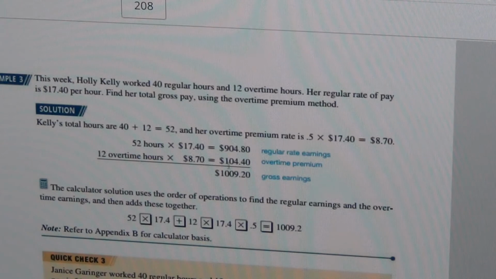12 times 870 gives us 104.40. So we're going to add this up. We end up with $1,009.20. Just so that we're clear, there's two ways to come up with the same answer. There's really no difference in the results. You're still going to have that same result.